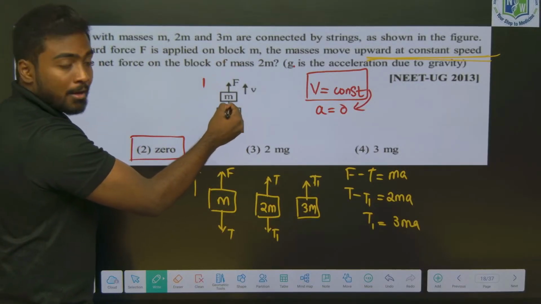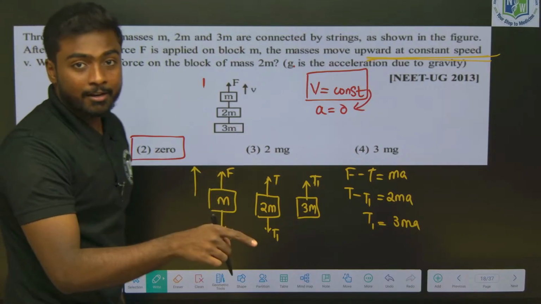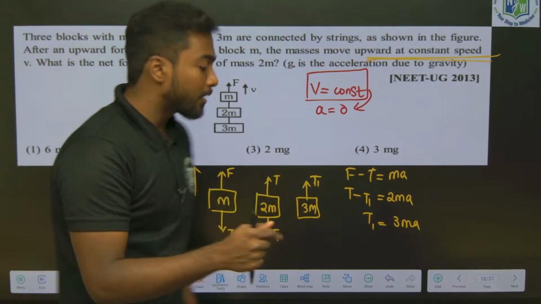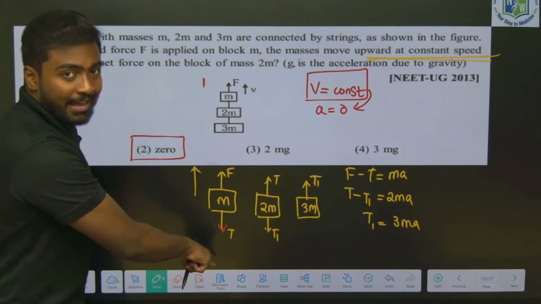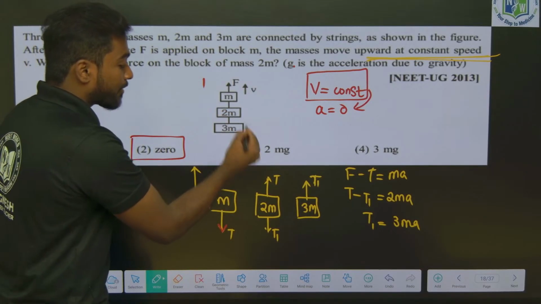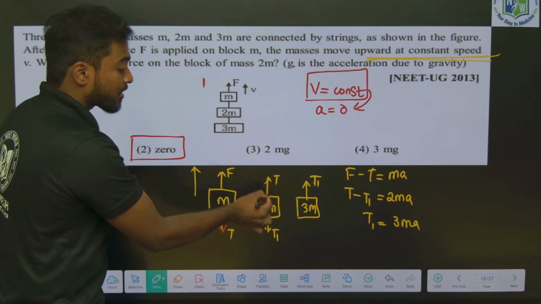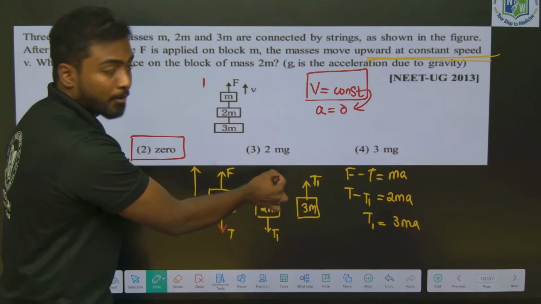String is there, no, it is tension. Tension is acting. Tension will be away from the body, right? So it is arrow mark, it is towards down. So this is T I have taken. Similarly, if I consider this mass 2m, tension is acting away from the body, that is upward.